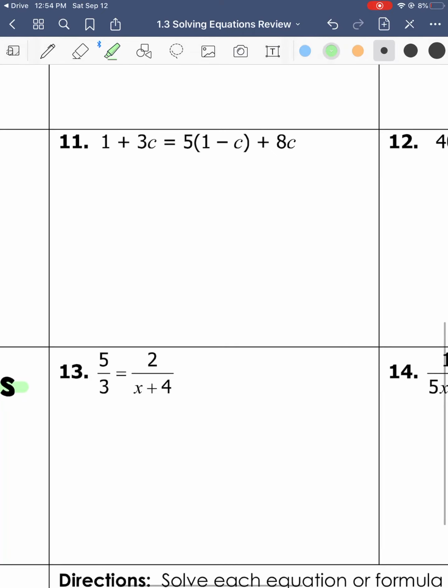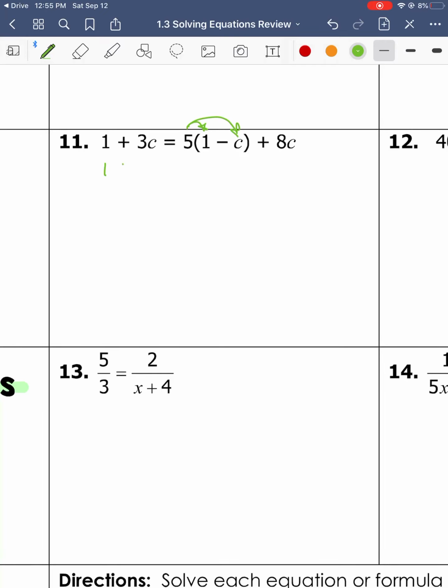Let's look at number 11. You're not going to really know what the special cases are before you start, but I'll show you how to solve the problem, and then once we get to the solution, that's when it's going to be a little tricky. So I'll show you what you're going to need to write down for the solution. Okay, so according to our rules, we're going to distribute this first.